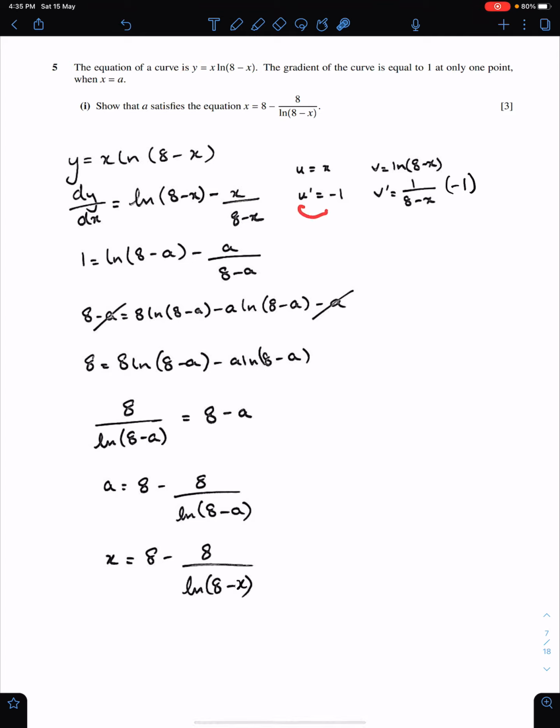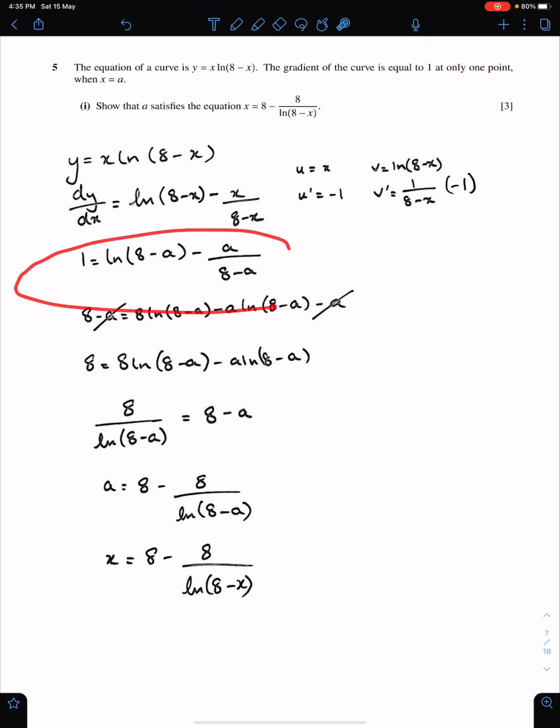So U prime is minus 1, whereas V prime is 1 upon 8 minus x times minus 1. Here is the rule: V U prime plus U V prime. And this minus is here. So this is 1. Gradient is 1 at x = a. Make sure you substitute x = a here, here and here.